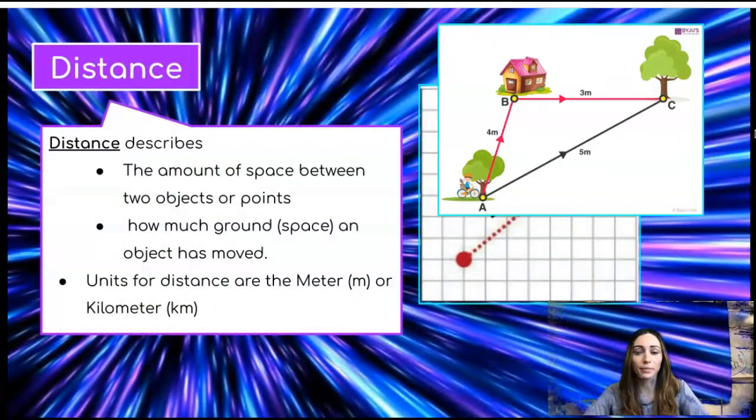Another example we can see here is the distance that this biker might travel if he were to take these two different paths. So if we look first at the red path, where he bikes from the tree at point A, goes home, and then to the tree at point C, we can see that on the first leg of his travel, he covers 4 meters of distance, and on the second leg of his travel, 3 meters. That means that his total distance covered was 7 meters. We can also say that the distance between point A and point C, or the distance between those two trees, is 5 meters, represented by the black arrow.